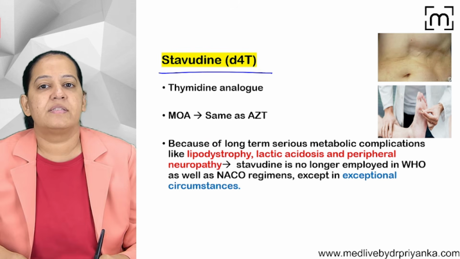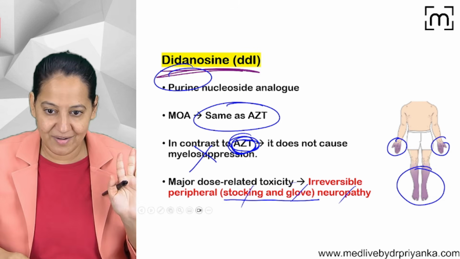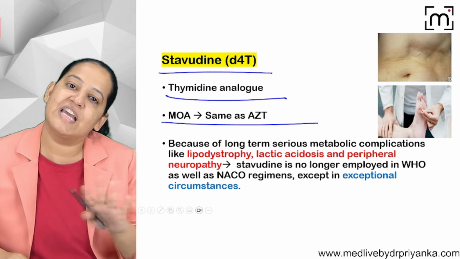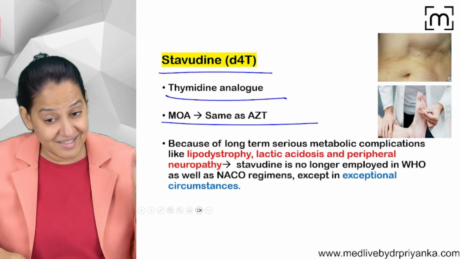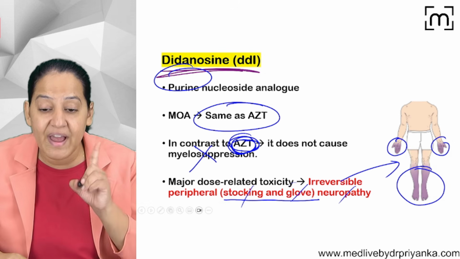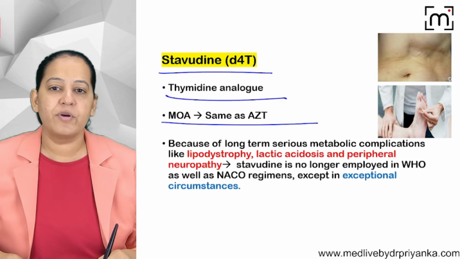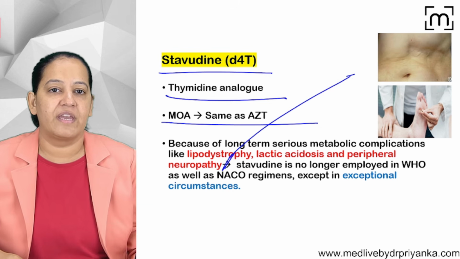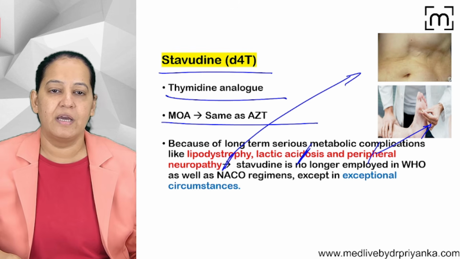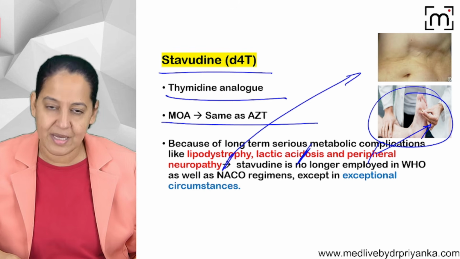Next is stavudine. Stavudine is also a thymidine analog. The mechanism of action is the same. The mechanism of action of didanosine and stavudine is the same as that of zidovudine. Okay, but here the side effects are different. Here the most important side effect is lipodystrophy. Okay, lipodystrophy, lactic acidosis, and peripheral neuropathy.